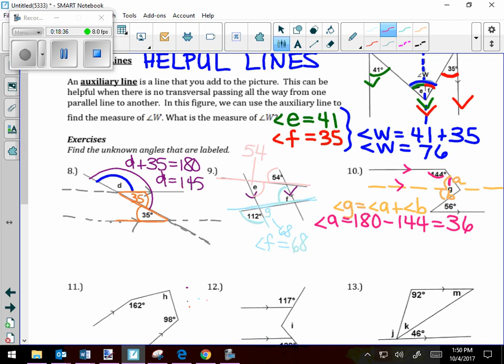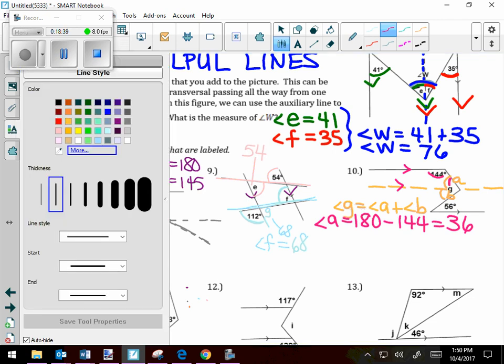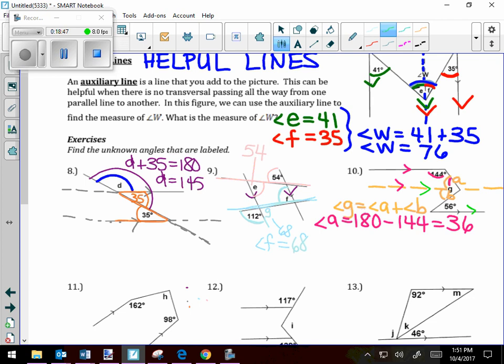And if I focus on the bottom parallel lines, let me get a different color here. We'll do green. The bottom parallel lines, this one and this one, angle B is an alternate interior angle to the 56 degrees. So because they're alternate interior angles, they're congruent. So angle B is 56. And then in the end, I need to go back and say, well, I was really asked to find this angle G. So angle G is those two angles added together, 36 plus 56, which gives me 92. So angle G, all total, made up of A plus B, is 92 degrees.